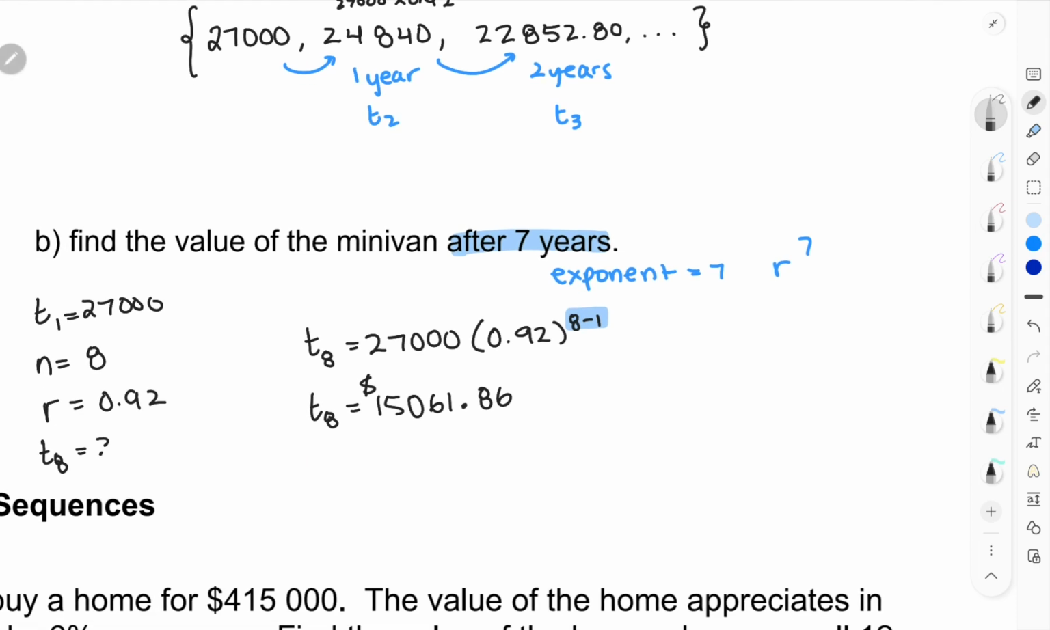So in words, in 7 years, the minivan is worth $15,061.86, or $15,062.